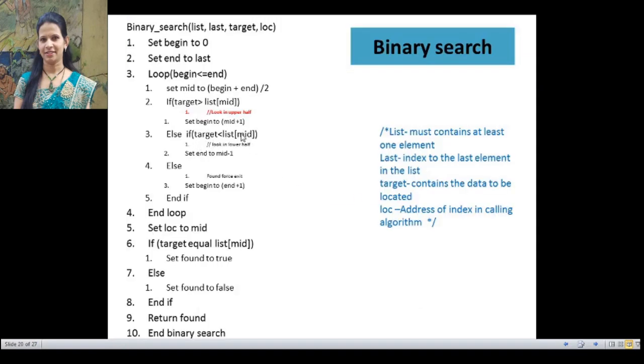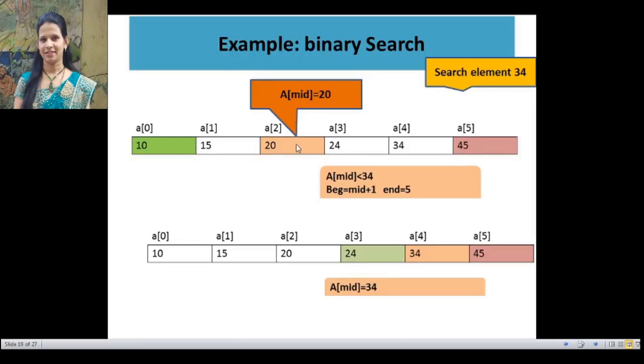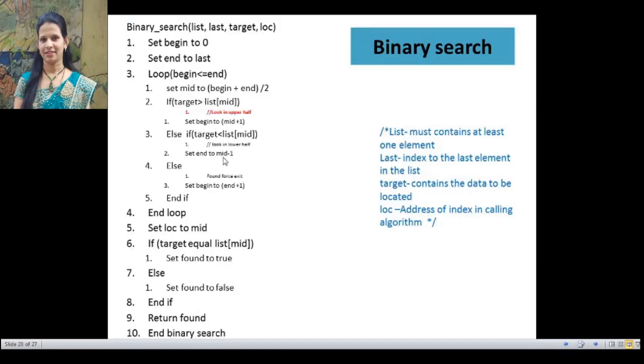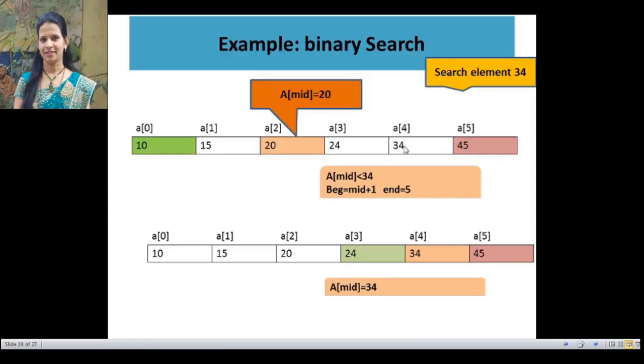Else, if target is less than list of mid, look in the lower half. If your target is less than mid, then look in the lower half. Set end to mid minus 1. See, when you are searching in this part, set begin to mid plus 1, means the 24. If your search element is in the lower half, your end will be mid minus 1. So your end is 15. When you are trying to find the element in this lower half, this is your mid, then this mid minus 1 is the end for this lower half.